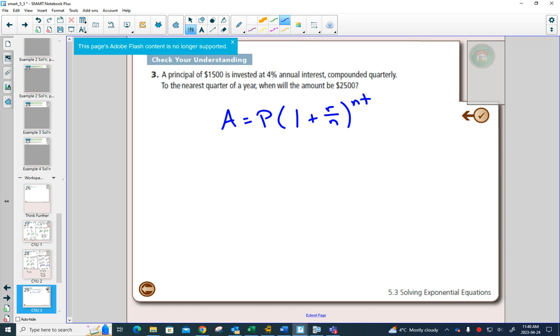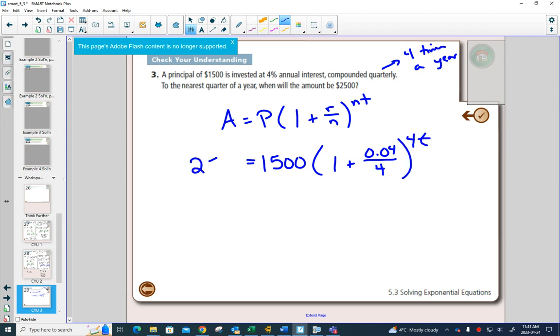So when you're answering this question, principal 1,500, invested at 4%, compounded quarterly, to the nearest quarter of a year, when will the amount be 2,500? We would know that the principal, you would plug in 1,500 there. The interest rate as a decimal, 0.04. Compounded quarterly, that's 4 times a year, so n is 4. And the total amount is going to be 2,500. You can plug everything into the formula based on what's given to you.